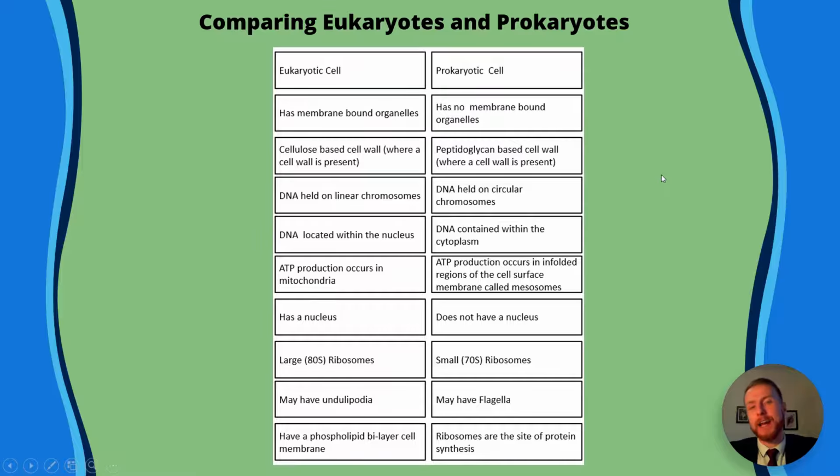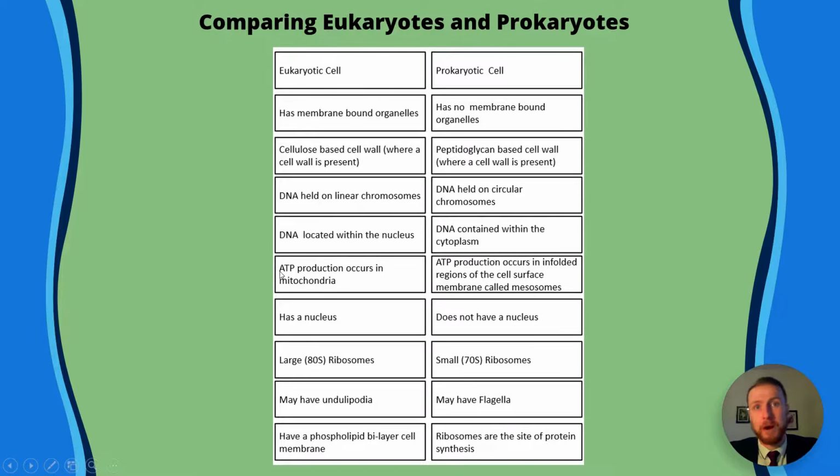Now, just a summary next of all. So eukaryotes and prokaryotes. So if we just run down the eukaryotic components that you need to know for your BTEC exam. Well, first of all, they have membrane-bound organelles. Eukaryotes have cellulose-based cell walls if they have a cell wall. They have DNA on linear chromosomes, so they're like matchsticks, it's not circular. The DNA is within the nucleus.